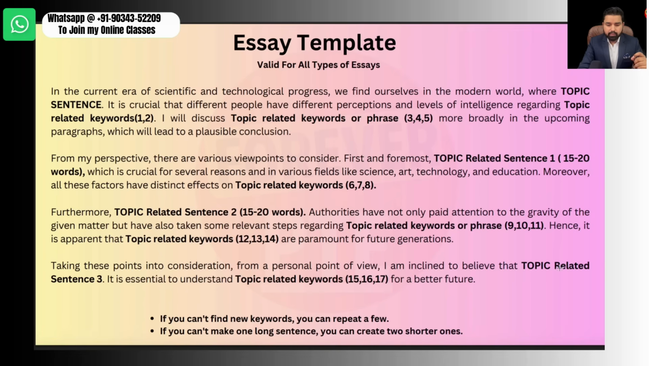that topic related sentence number 3. Again, it should also be of 15 to 20 words in length. And finally, some keywords related to the topic, 15, 16, and 17. So in the entire essay template, you are supposed to write 17 keywords at least, and you need to write 3 lines on your own, which should be of 15 to 20 words in length.